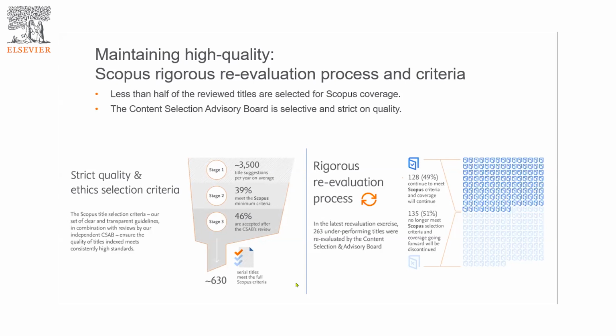Less than half of the journals that apply to be indexed by Scopus are actually approved and then indexed within Scopus. The reason why we do this is so that the information that you retrieve from Scopus is of a high quality.